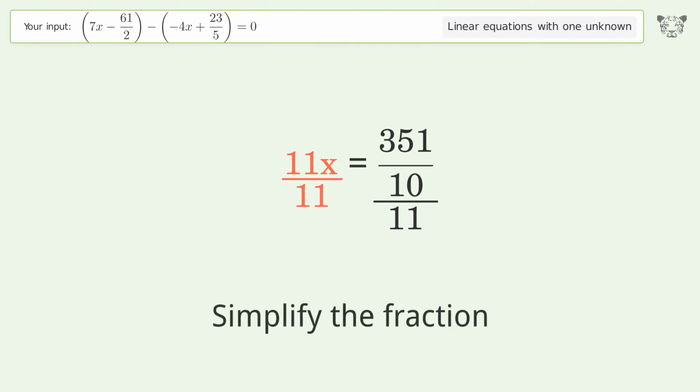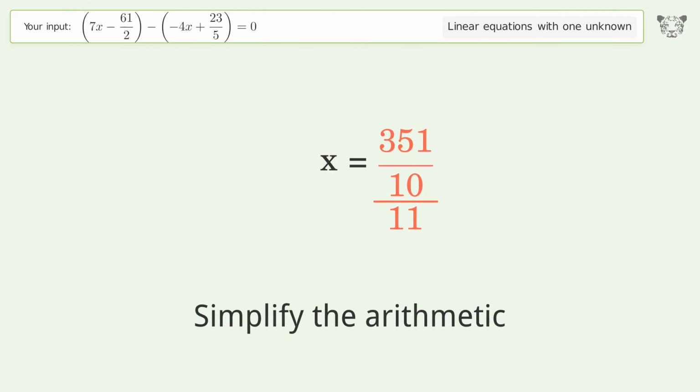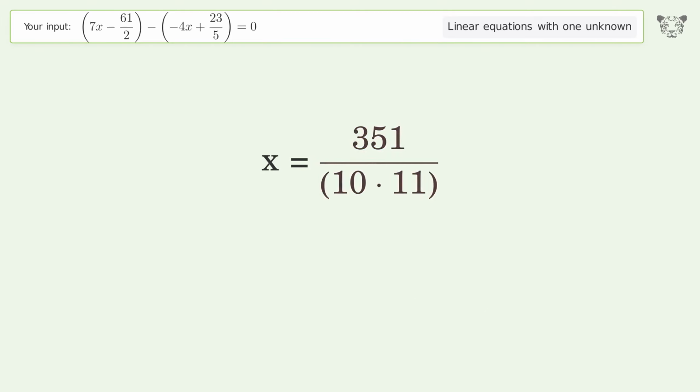Simplify the fraction. Simplify the arithmetic. And so the final result is x equals 351 over 110.